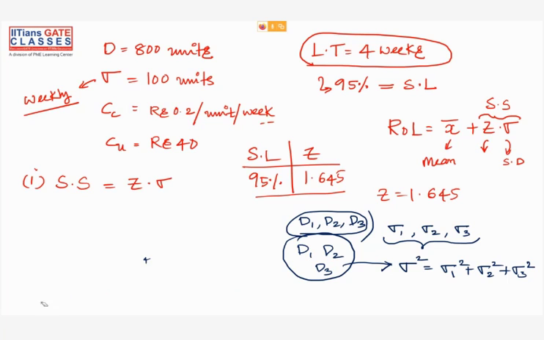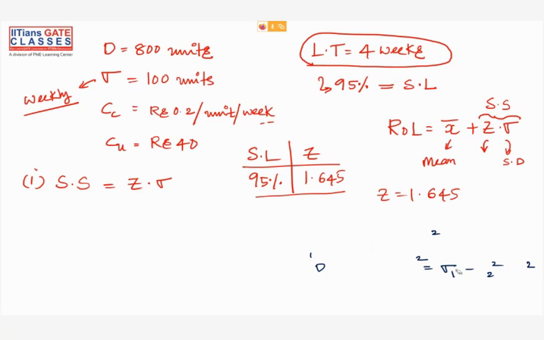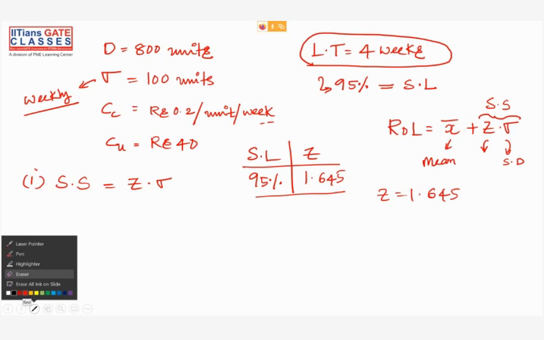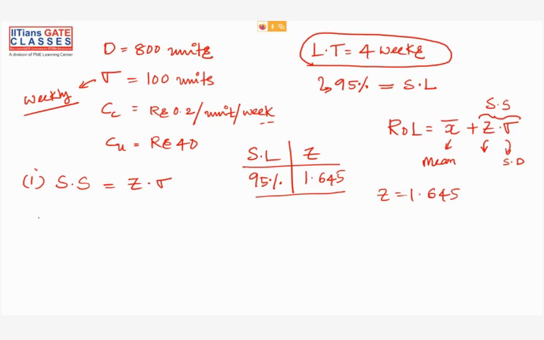So, as you know the formula, I'm converting the standard deviation for 4 weeks. Let us assume the 4-week standard deviation is sigma dash, where sigma dash squared is equal to sigma squared for week 1, sigma squared for week 2, sigma squared for week 3, sigma squared for week 4. So this is for 4 weeks together.